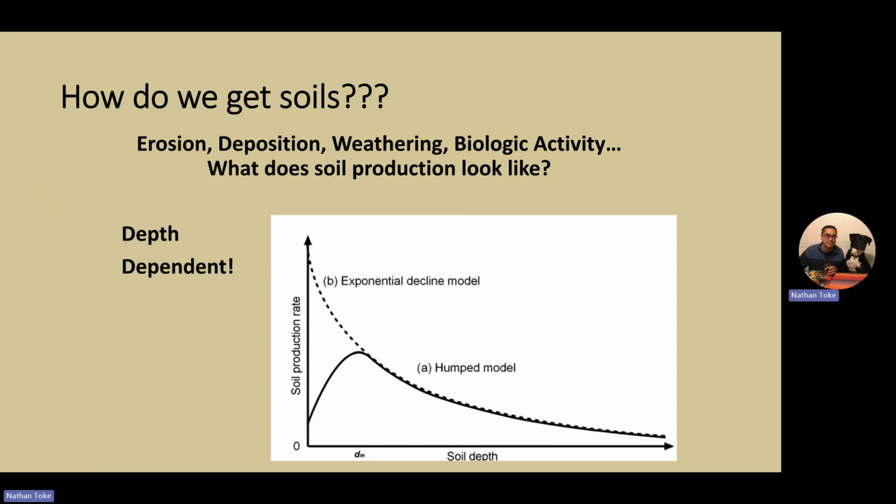Well, you can think about it, but a lot of that weathering is going to have to do with water. If there's no loose material there, the water is going to evaporate or run right off. And so it's not going to be there very long to interact with the rock and weather it. But if you have a little bit of thickness, maybe a little bit of plants and things like that, holding that water in place against the rock, it's going to do a lot more weathering. And so that humped model of soil production is probably more true.